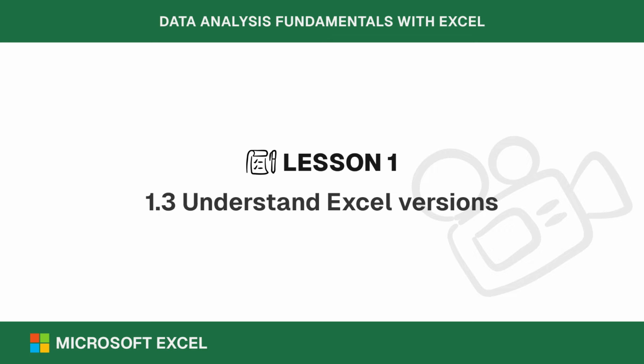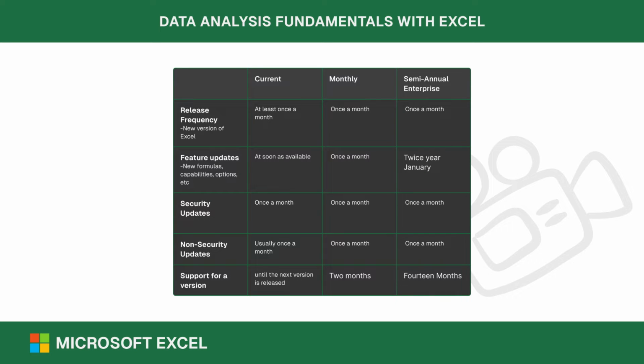The three primary update channels are current, monthly, and semi-annual. Your company's selected update channel will determine how often your copy of Excel is updated with the latest features and patches. If your copy of Excel is included with the Microsoft 365 subscription, you can check your specific version using the following navigation sequence: File, Account, and then look under the About Excel section. This navigation sequence might be different depending on your version of Excel.